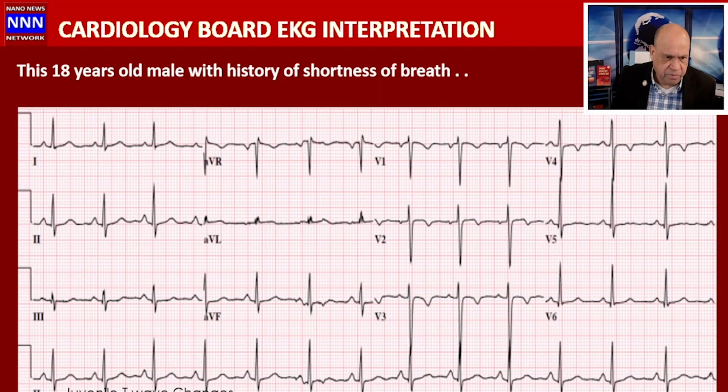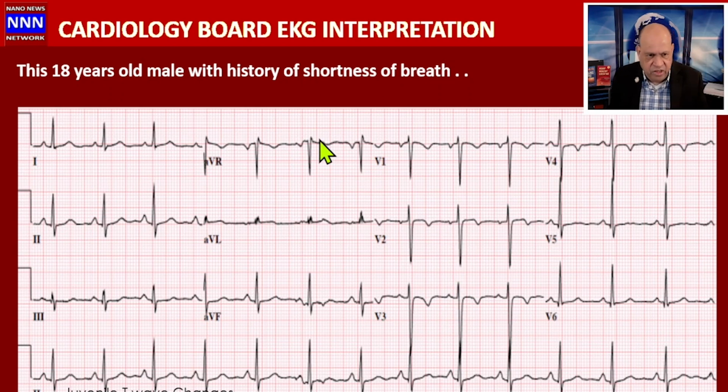And here's an example of an 18-year-old male with a history of shortness of breath. We have a normal sinus rhythm. The axis is okay. The atrial P waves are okay. QRS complexes are okay. The only thing that we see are inverted T waves in V1, V2, V3. These are shallow inverted T waves.